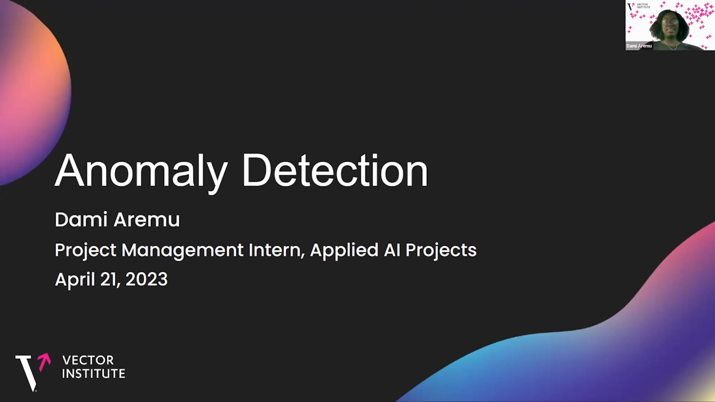During the course of my internship, I worked on a couple of projects, and I'll be talking about the project Anomaly Detection today. So right now, there are 4 stages of the project. We have the ideation, preparation, execution, and distribution. Anomaly Detection is currently in its ideation phase.